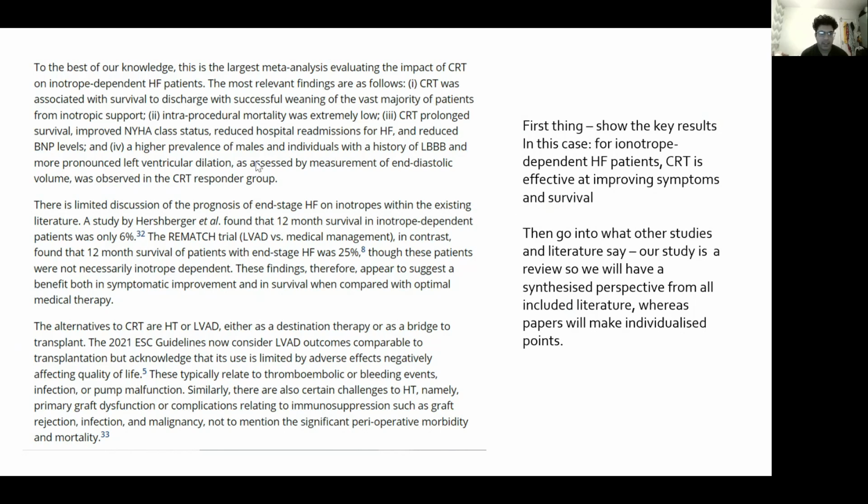And then we've gone on to say, well, let's see what's out there, right? So end-stage HF prognosis is limited. There's some scope about other people using LVAD or medical management, but these have pretty poor survival. It's 6% as a whole, and then it's 25% in the REMATCH trial.